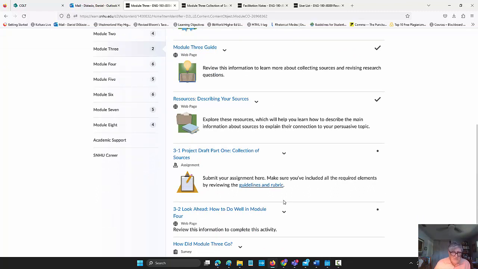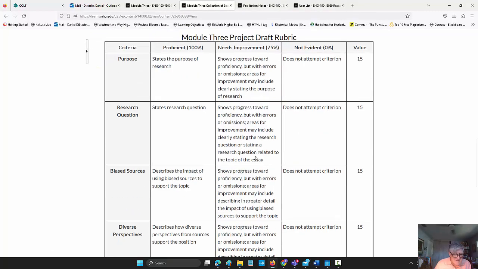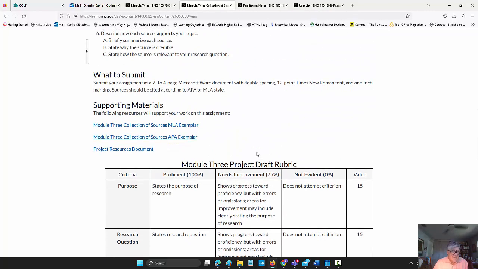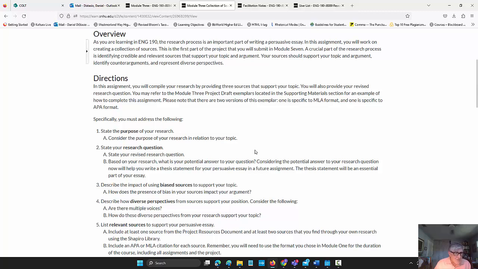But let's take a little closer look at what they're going to ask for in this assignment. It asks that you state the purpose of your research, state your research question, and revise it. Describe the impact of using biased sources to support your topic. And how does the presence of bias help, or what does it do to your argument?